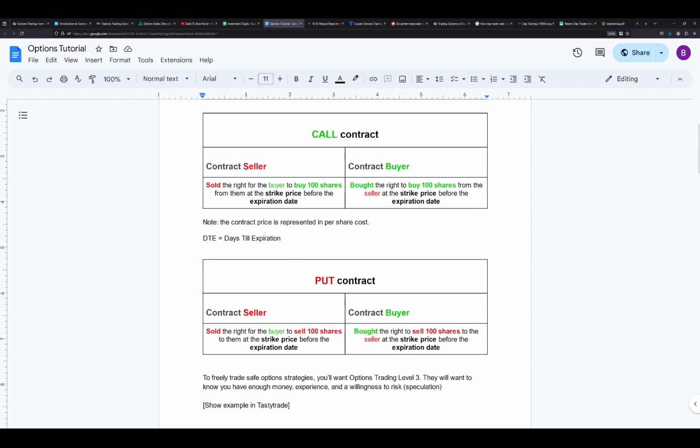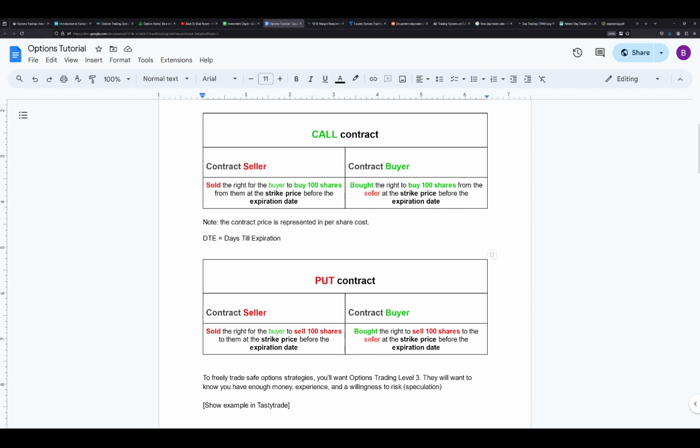One thing to be aware of is, because it's 100 shares at a time, the contract price is represented on a per share basis, but you're going to be paying 100 times that when you buy a contract, or you're going to get 100 times that when you sell a contract. So in dollars and cents, you just need to move the decimal point over to know exactly what kind of money you're getting or risking.